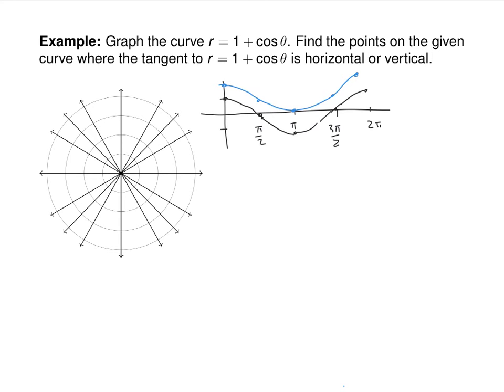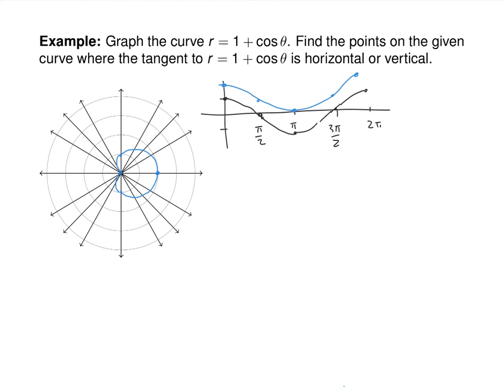So this curve begins at an angle of 0 and a radius of 2. By pi halves we're down to 1. By pi your radius has shrunk to nothing. By 3 pi halves it's increased from nothing to 1. And from 3 pi halves on to 2 pi, your radius goes back up to 2.